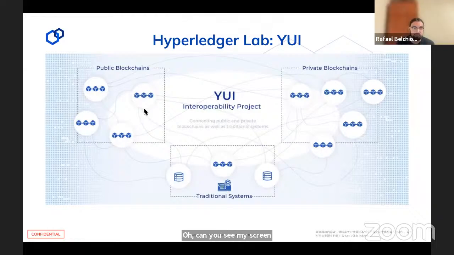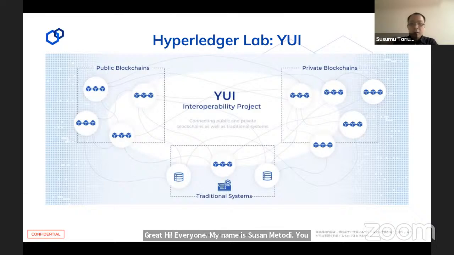Yes. Great. Hi, everyone. My name is Susumu Toriumi, VP of Product at DataChain. Please allow me to introduce Yui, a Hyperledger Lab project which focuses on interoperability for heterogeneous blockchain networks. In a nutshell, Yui puts more emphasis on the communication layer compared to Cacti for achieving its trustless general-purpose cross-chain communication, whereas Cacti as a whole puts more emphasis on the integration of the whole system with blockchains.